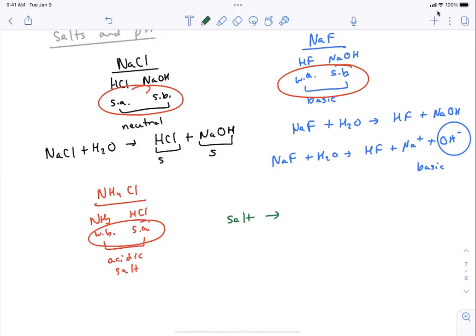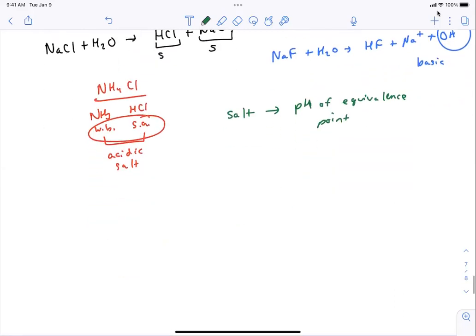The salt helps us determine the pH of the equivalence point on a graph, on a titration curve, I should say. Okay. And that's where we're going to go next. We're going to talk about titration curves. Yes, because you're probably going to want to draw a big titration curve and label a lot of stuff on it.